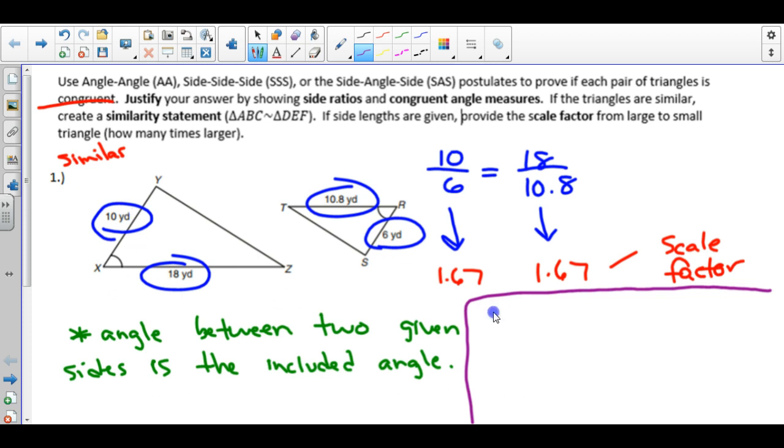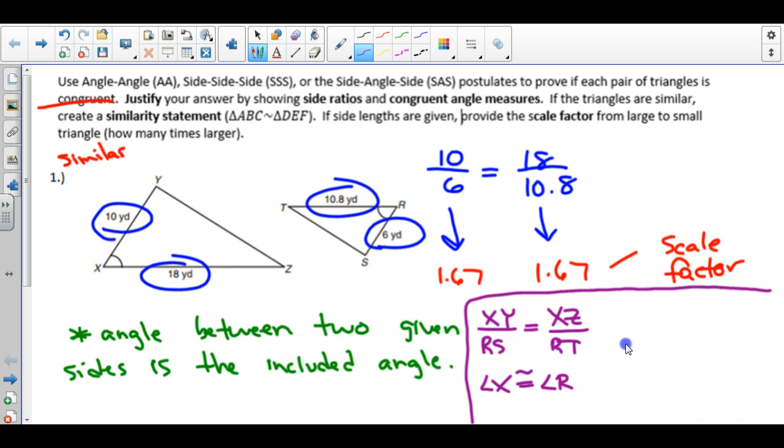So I'll make a proportion and say that if I take XY over, so we took XY right here, and we took it over 6, which is RS, that was proportional to when I took the 18, which was XZ, over the RT, 10.8. So that's what I would like to see as far as a proportion goes. Also state that the included angles are congruent, so you can say that angle X is congruent to angle R. And notice the difference in the notation here. This was talking about the side lengths being proportionally equal, and this is talking about the two angles being congruent.